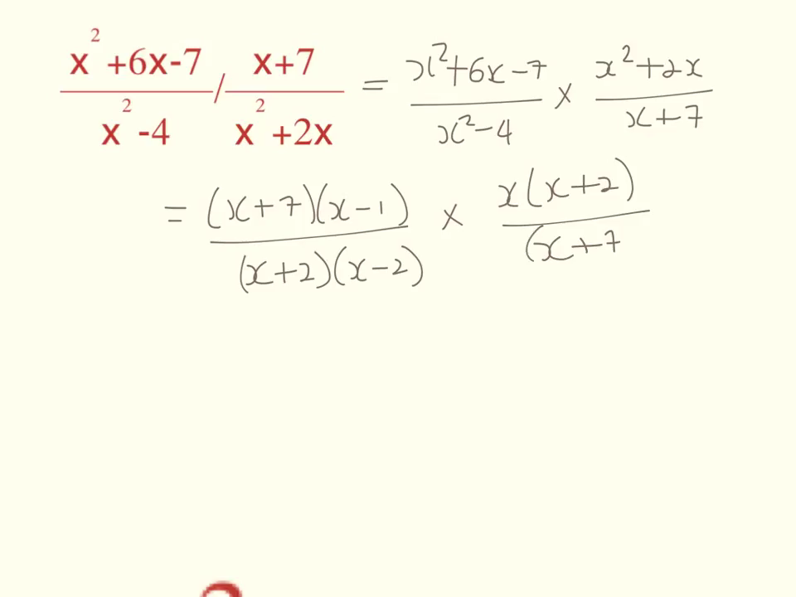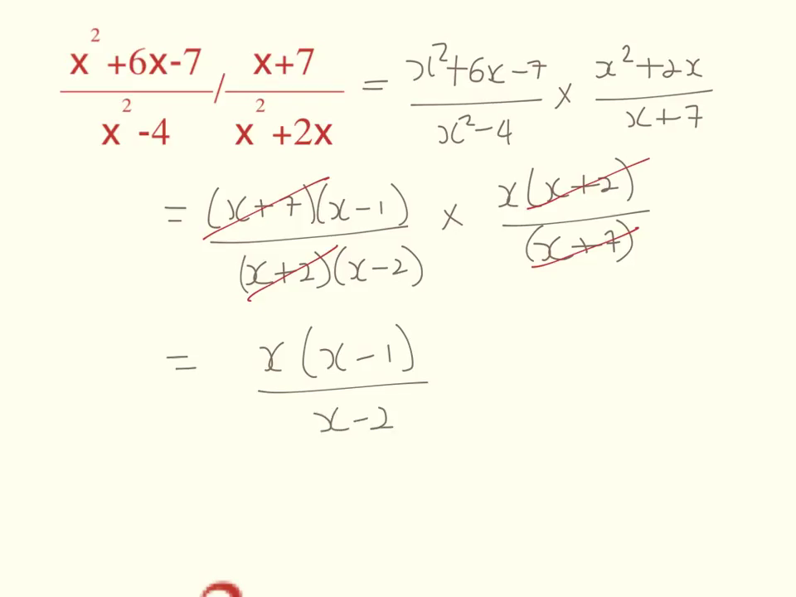Well, this is a bonanza for cancellations, but look at it. We've got x plus 7, goodbye, goodbye. We've got x plus 2, see you later, see you later. And is there anything else? No, there's nothing else. So finally we've got x minus 1 and that x, and then just x minus 2 at the bottom. So we finish off by saying x into x minus 1 divided by x minus 2, and you are done.